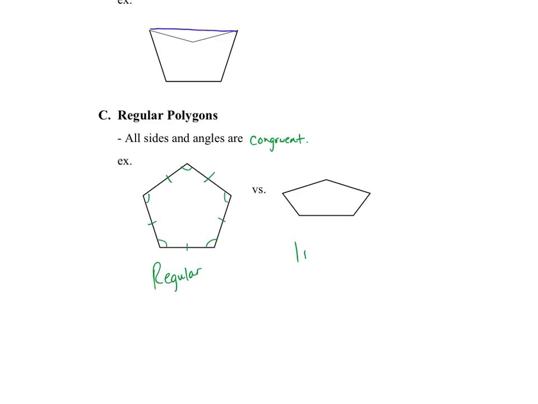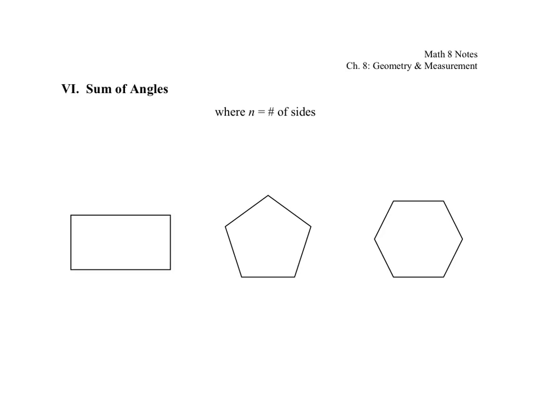This one here is irregular, because this angle here is quite a bit smaller than that angle there. So that one's irregular. All right, for the sum of the angles, here's an equation that you can use. Sum, capital S, equals 180, as in 180 degrees, times n minus 2 in parentheses. That is the sum of the angles, or the total number of degrees, and n is the number of sides, as written there in black.